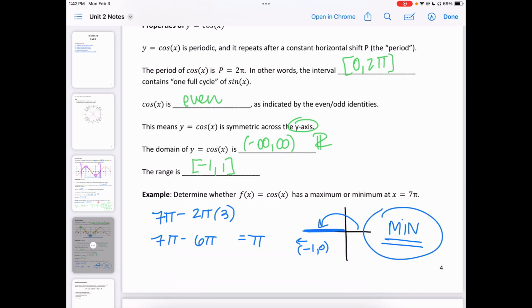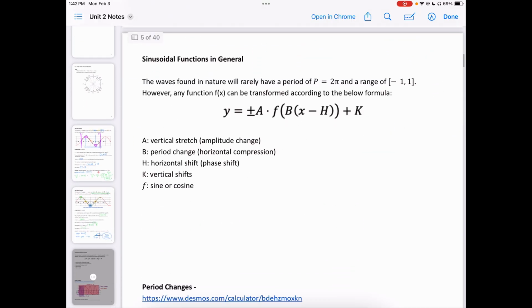All right. Moving on to the next page. This right here, this generic equation will guide you in finding any equation of a sine or cosine function, as well as any transformation. Okay.